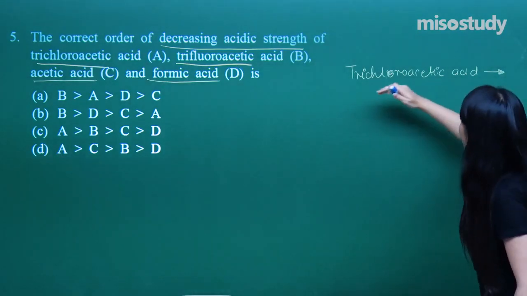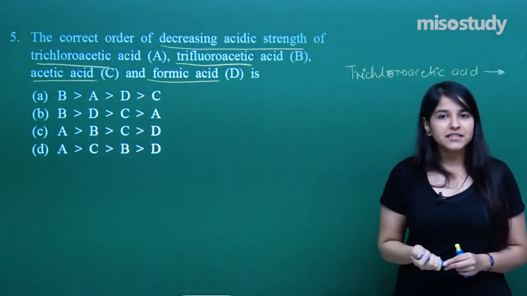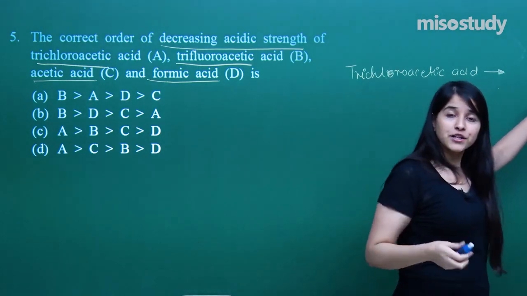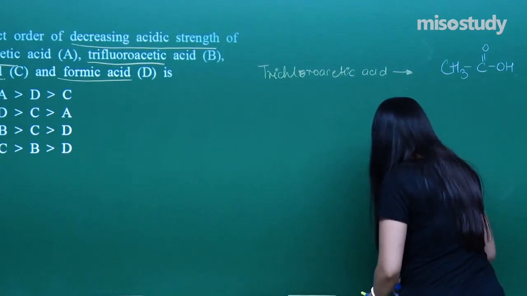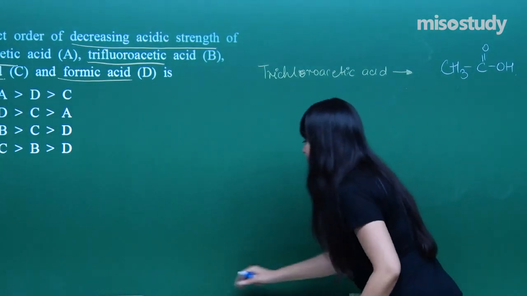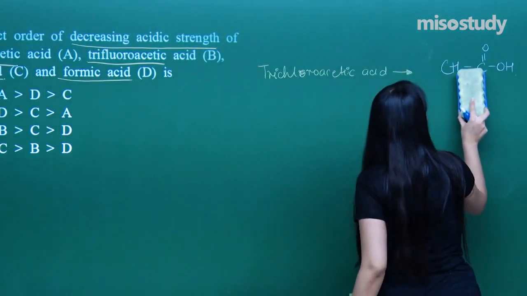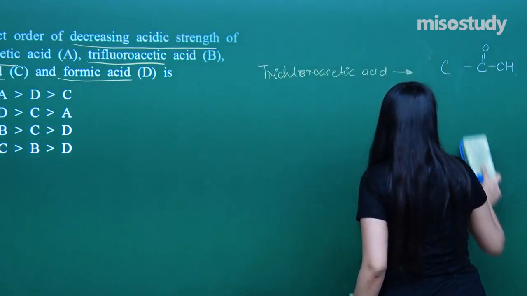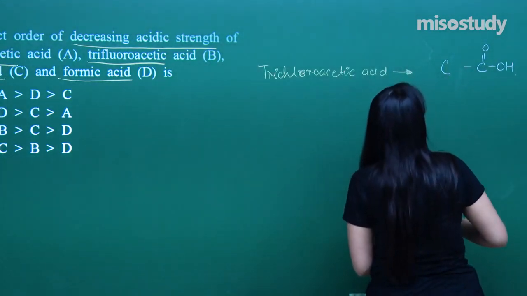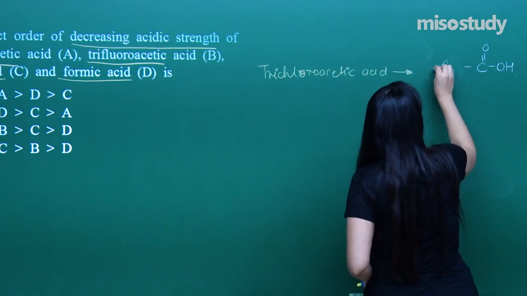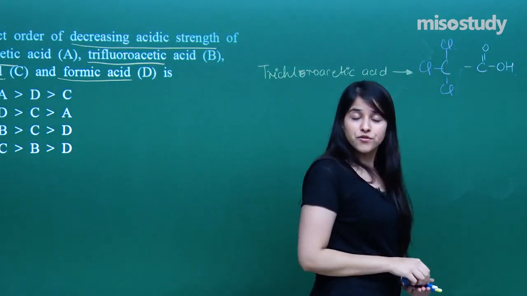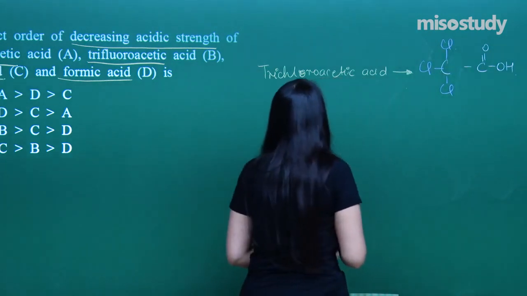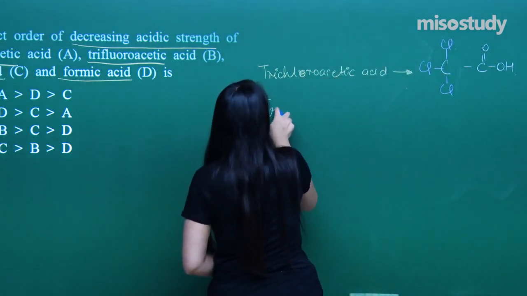You need to have a trichloroacetic acid. That means instead of these 3 hydrogens, I need to attach 3 chlorines. So here, how do we attach the 3 chlorines? So let's just draw that. Instead of these 3 hydrogens, I am drawing 3 chlorines. So that is how we are going to draw. And what about the next structure? Let's move on to the next one.